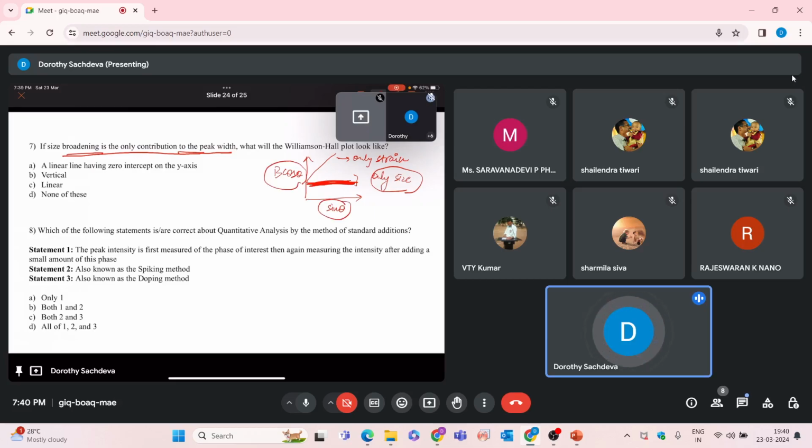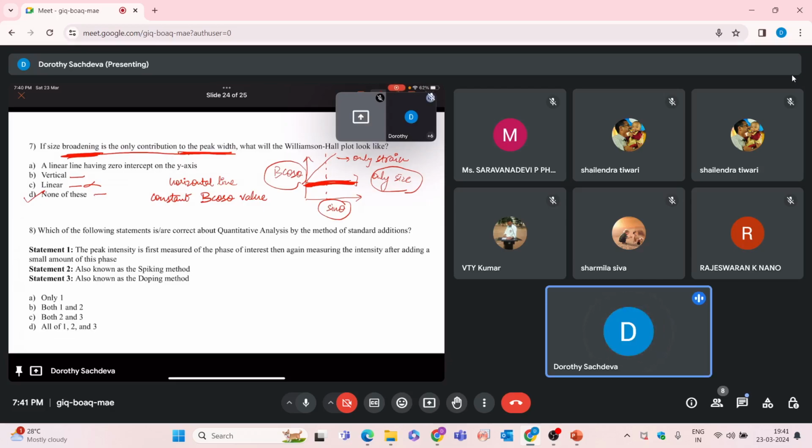So option A says a linear line having zero intercept on the y-axis. No, it has a certain intercept. A vertical line is this one, this dotted one. This we draw is the horizontal line. Linear line? No. None of these is the correct answer. So option D will be the correct answer, I guess. Because it is a horizontal line with a certain B cos theta value. Constant B cos theta basically, when size is the only factor which is broadening your peak in your XRD.